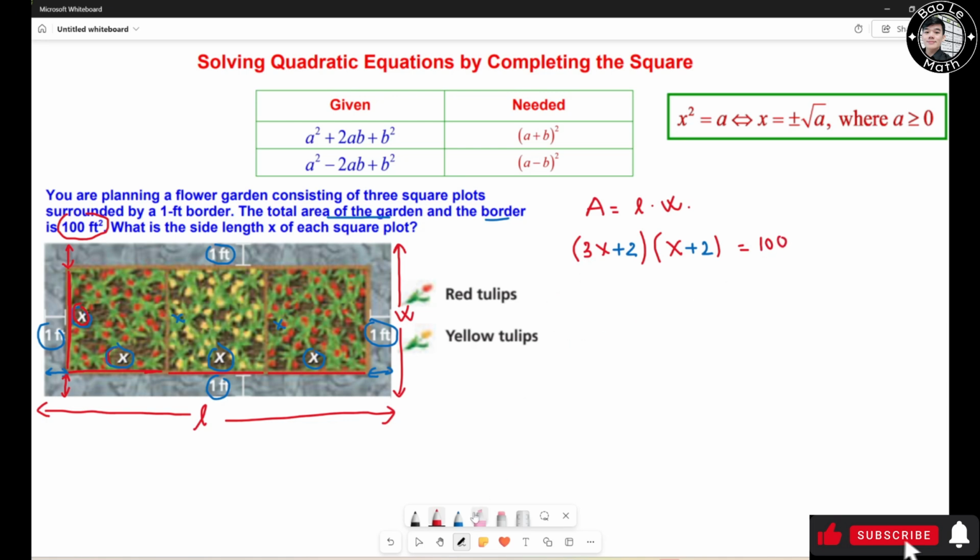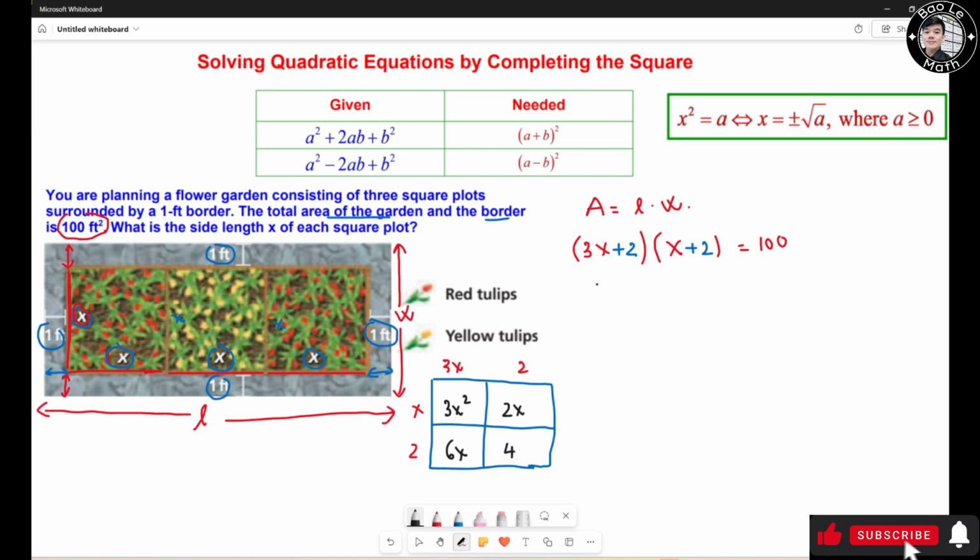Alright, now I need to distribute this one using the box method. So I put 3s right here, I put 2 right here, right? 3s plus 2. Now s plus 2, I put s right here and 2 right here. Now I need to multiply this out. So 3s times s is 3s squared. S times 2 is going to be 2s. 3s times 2 is going to be 6s. And 2 times 2 is going to be 4.